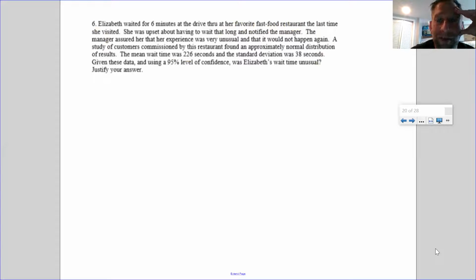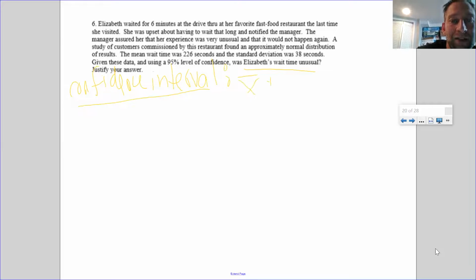Elizabeth waited 6 minutes. I'm going to skip down to the end. Was Elizabeth's wait time unusual? To determine if something is usual or unusual, you need to find the confidence interval. That's the understanding you need to have to determine if something's usual or unusual, expected or unexpected. Find the confidence interval, which is the mean plus and minus 2 times the standard deviation.